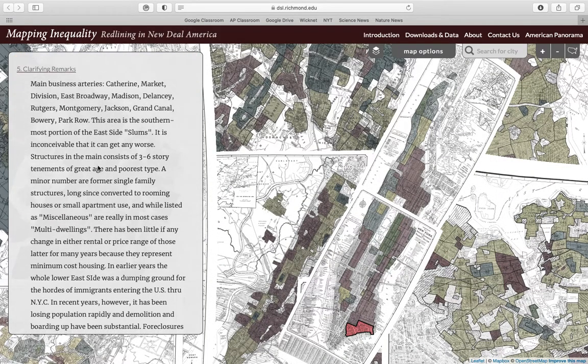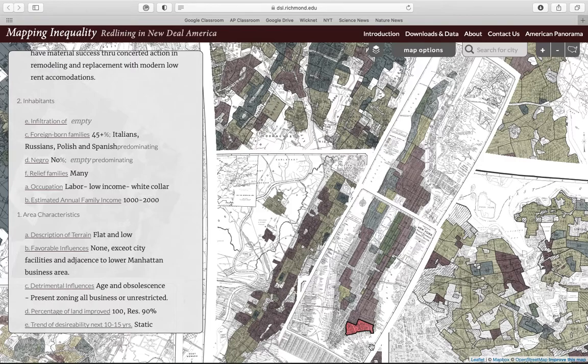So let's see what kind of things they were writing. So this is a red area, right? And look, they've got a whole category for foreign-born families. 45+% are immigrants, right? That's bad based on their risk assessment, right? Which is obviously racist and problematic, right?